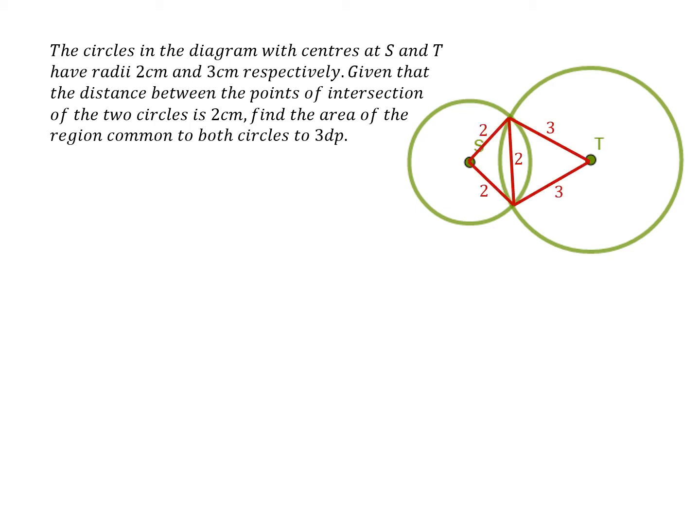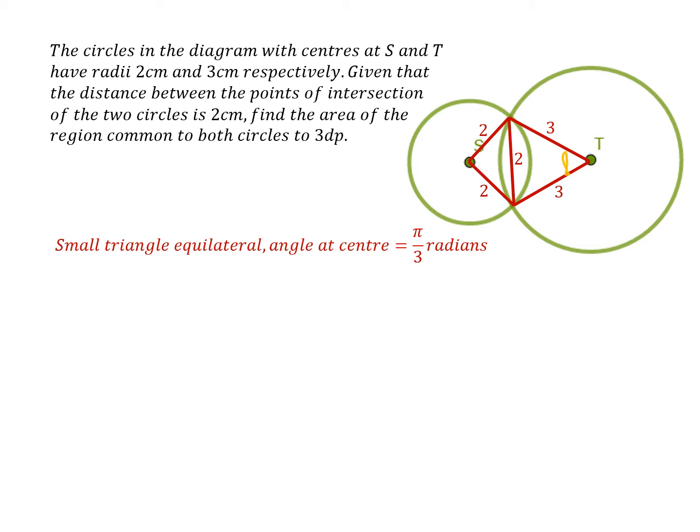So, there are two radii from the smaller circle here and here, they're both length 2. The radii from the large circle here and here, and the length of the line between the 2 points of intersection, length of 2. So this smaller triangle is clearly equilateral, so we can state immediately that the angle there is pi over 3. Radians, of course.